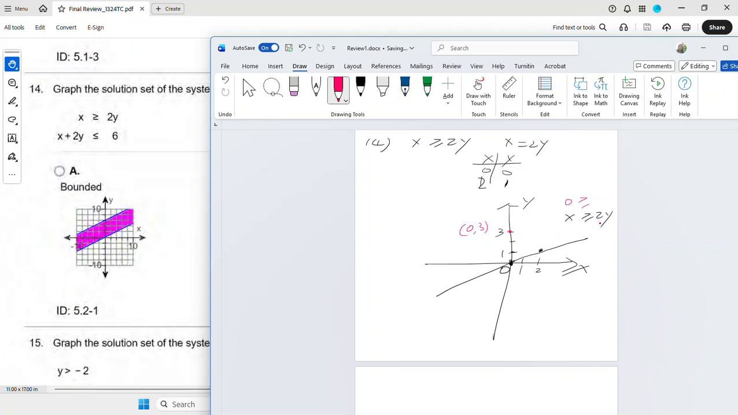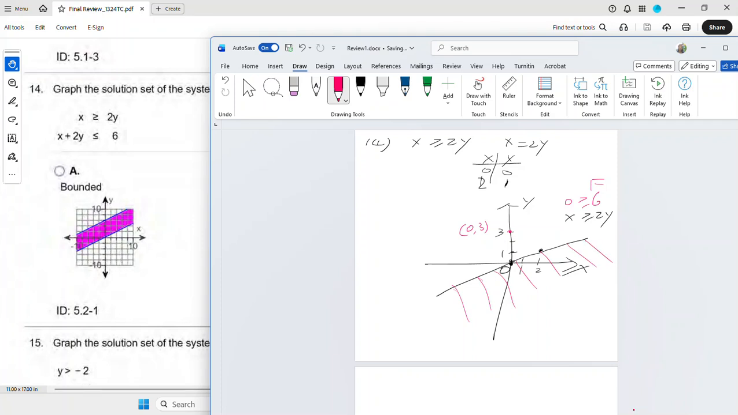So 2 times 3 will be 6, okay? So I put this point right here, 0 and 3. So it's 0 greater than or equal to 6. The answer will be false. So that means this part is not a solution. So the solution will be the other part, because that part is false. So the solution will be below this one, okay?